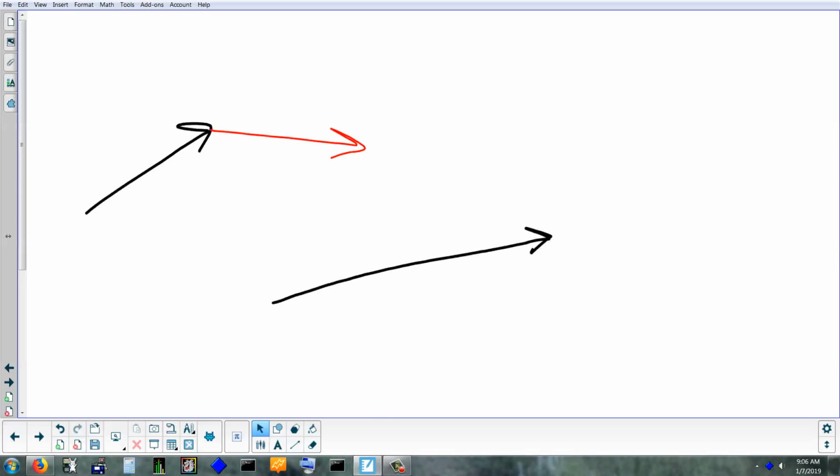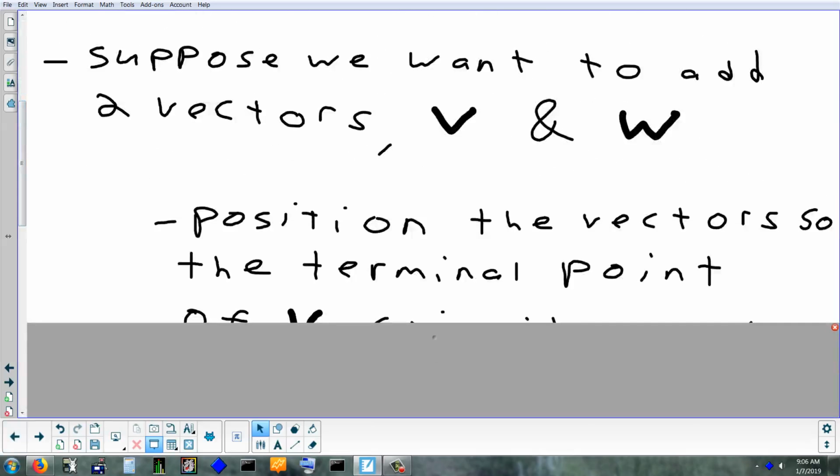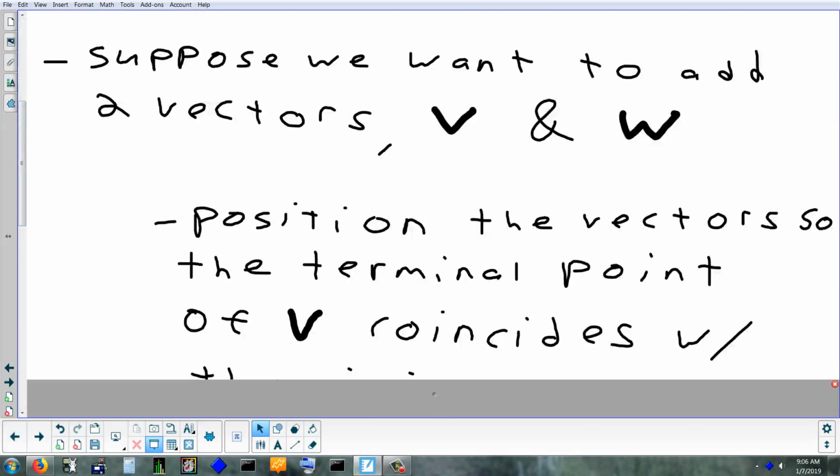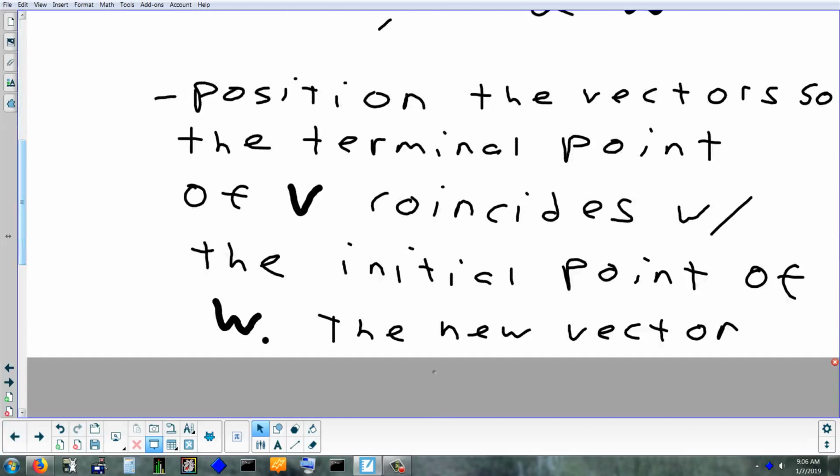So let me write out what I just did. You've got to position the vectors so that the terminal point of one of them is right on top of the initial point of the other one. That's how you line them up. So you take your first vector, and then you stack your second vector right onto the end of it. Now, that's not the answer. That's just how we're going to set up to get our answer.